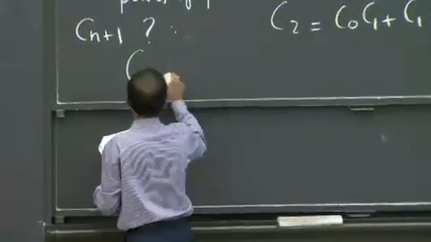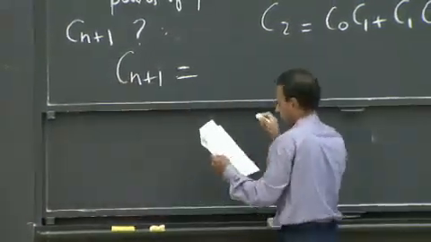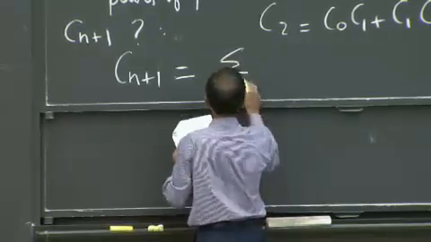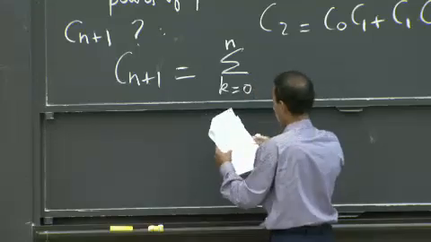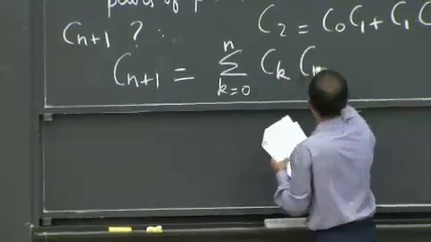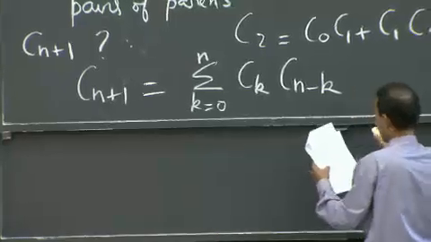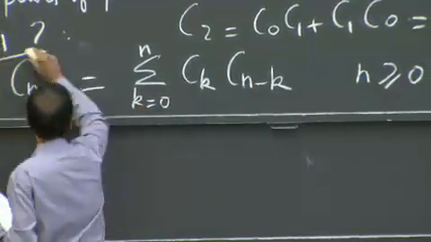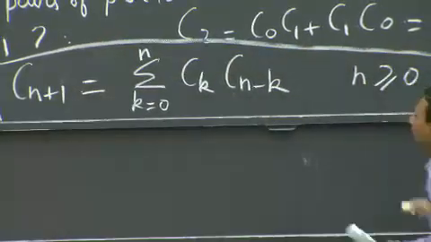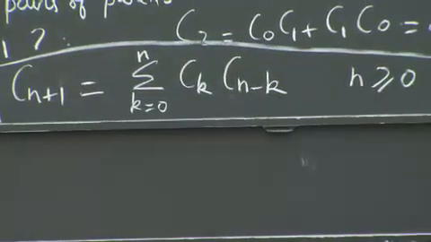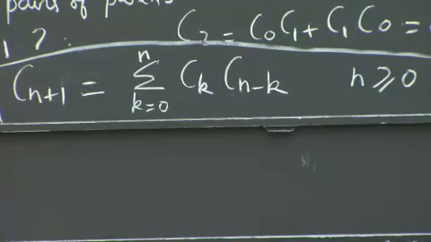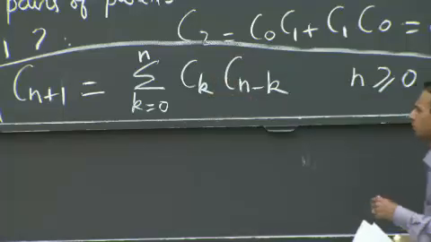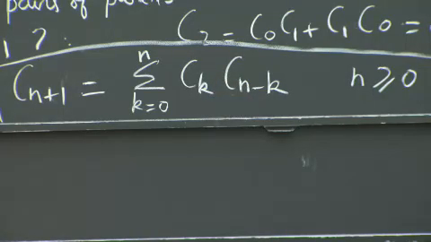So Cn plus 1 equals sigma. So you gave me a summation, k equals 0 through n, Ck times Cn minus k, where n is greater than or equal to 0. Okay? And you can figure this out. It's not particularly important as to exactly why this is true. You can think about it offline.